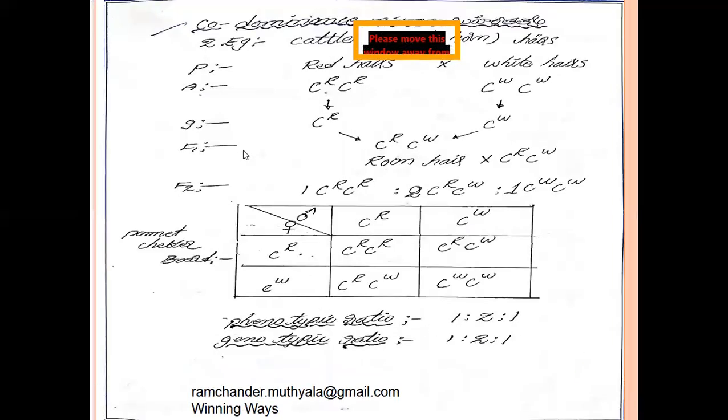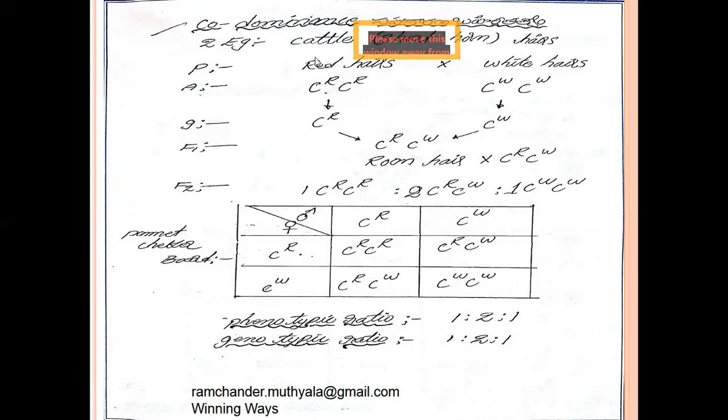And the next example of codominance is cattle hair colors. Cattle hair colors are: red hairs expressed by the RR genes, white hairs expressed by the WW genes, capital W genes, and roan hairs expressed by the capital R, capital W genes. Here it is, the second example of codominance, cattle hair colors.